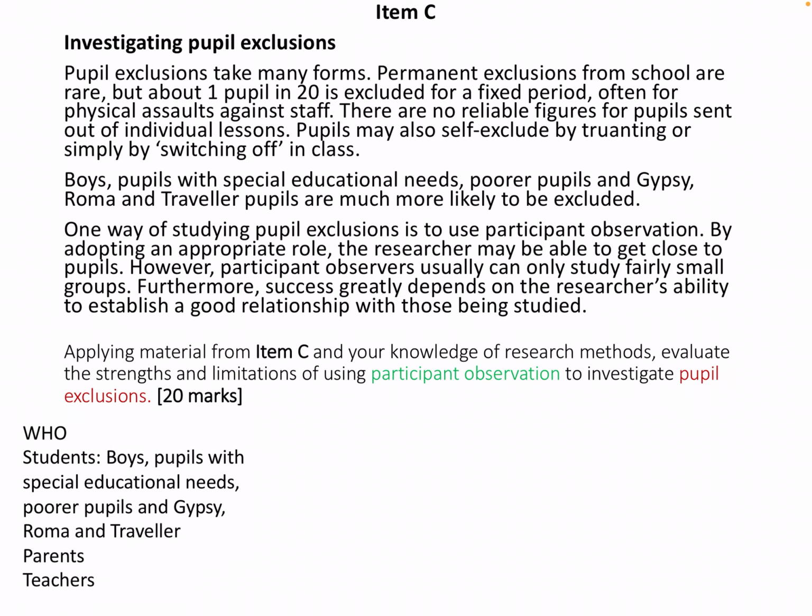And possibly teachers, if you took on the role of maybe a teaching assistant, for example. But obviously, it doesn't say whether this is overt or covert, so that would be covert if you're going to pretend to be a TA, and in order to perhaps observe why teachers throw kids out of class and take them along the exclusion ladder.